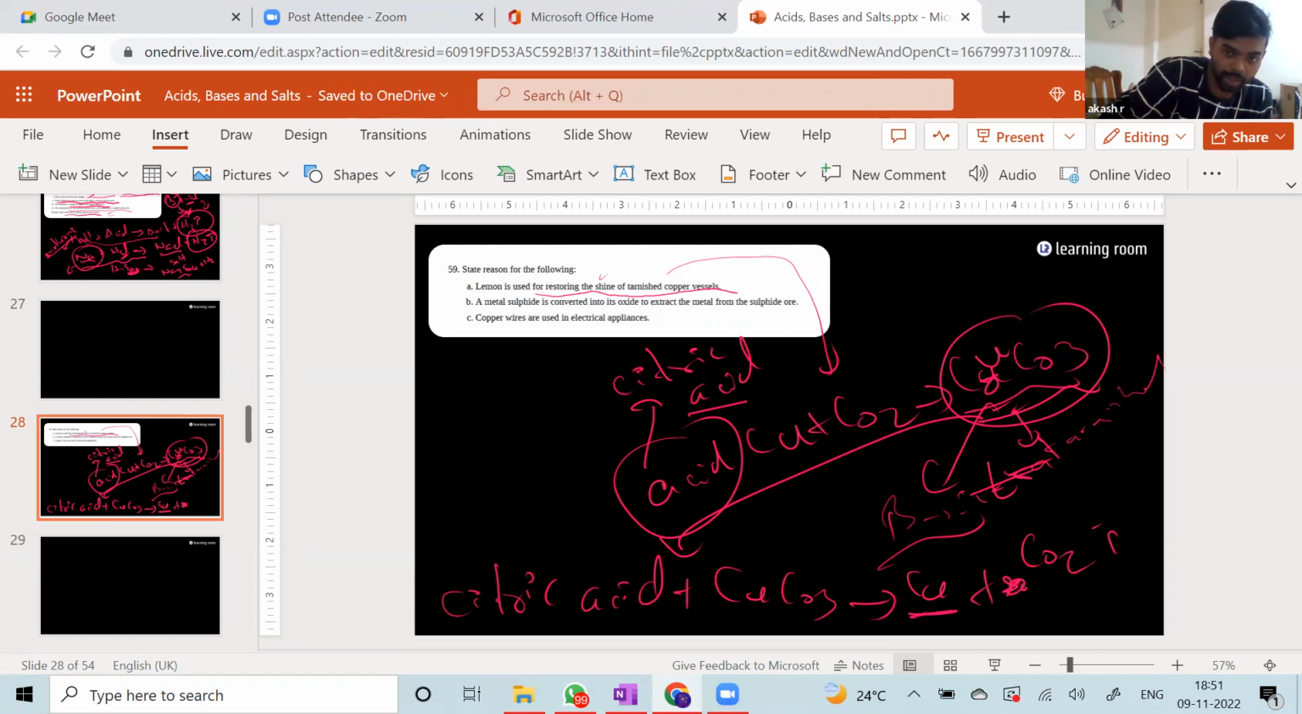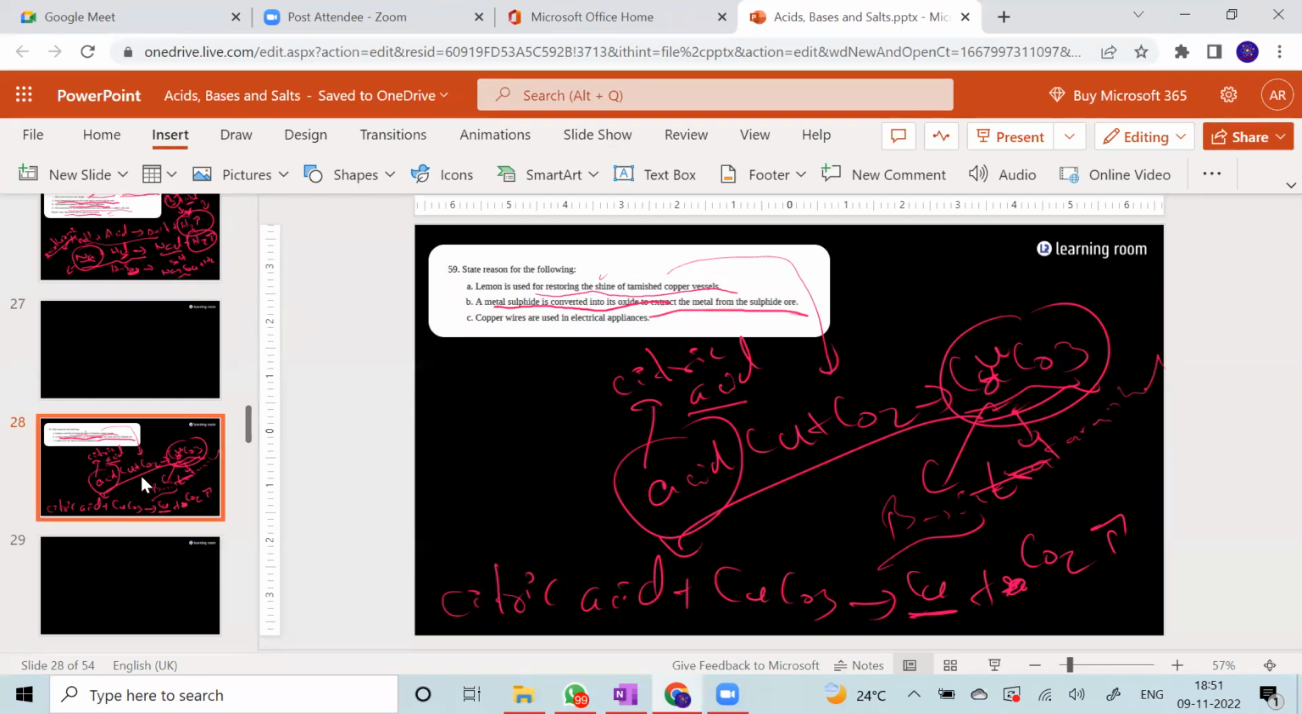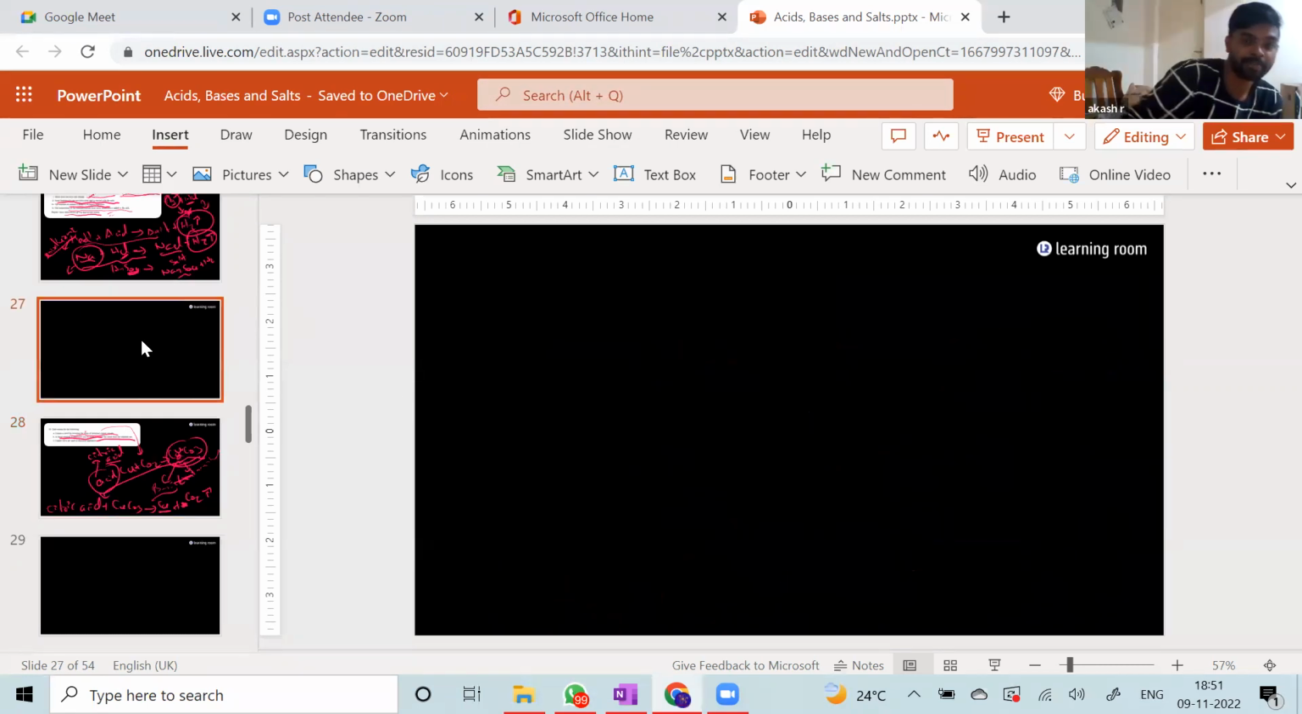Plus your CO2 is going to get eliminated. Okay. Right. Anyways, next. A metal sulfide is converted into its oxide to extract the metal from its sulfide ore. Now, it is easier to extract from oxide than sulfide. Okay. So all that you have to understand is, right?